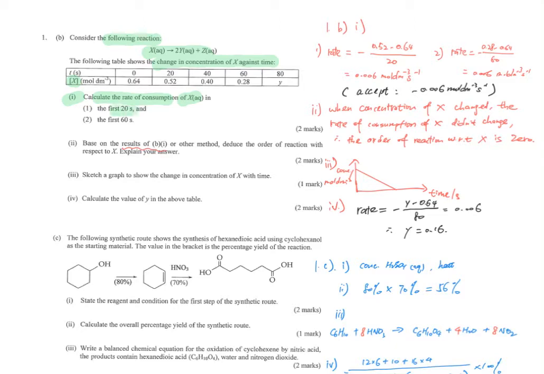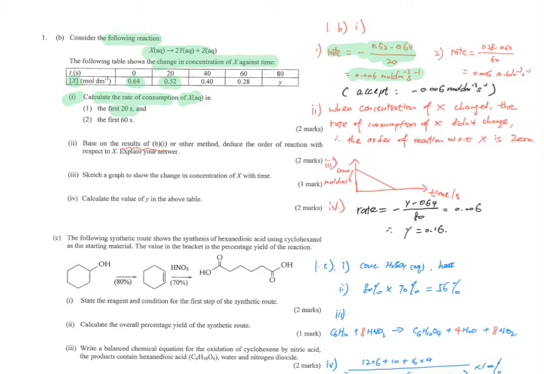Okay, first 20 seconds, then we use the change of concentration in 20 seconds. So the equation is here, right-hand side. Because we know that the rate of consumption is decreasing, it's a negative. Okay, because it decreases, there's a negative, so rate equals negative, and then use 0.52 here at 20 seconds, minus the original concentration 0.64, divided by the time 20 minus 0 actually. So the rate equals positive 0.006 mole per dm³ per second.